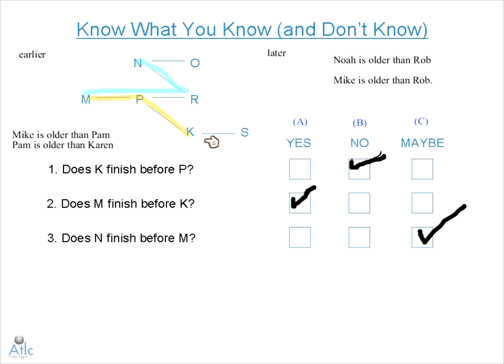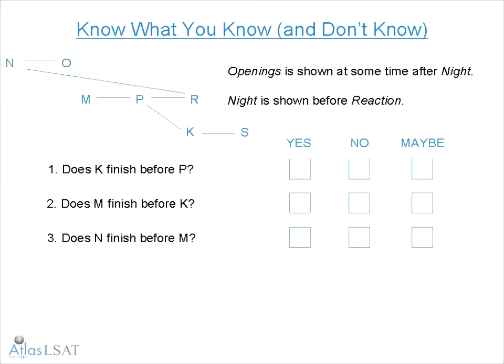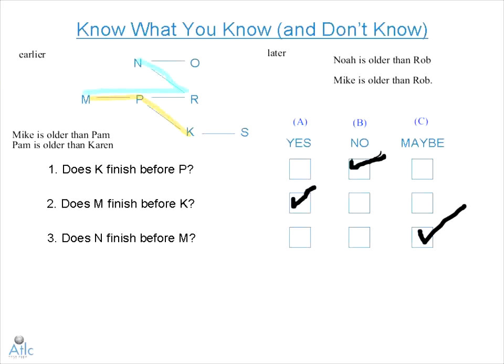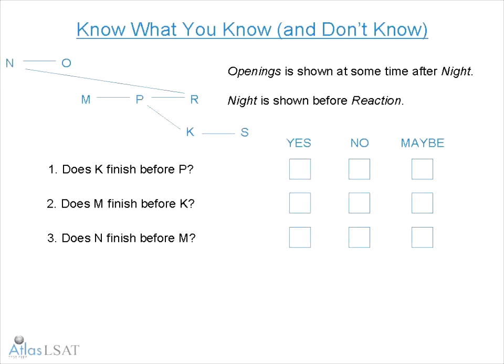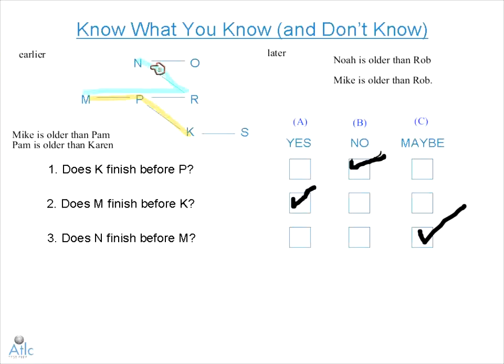Give a smile if you get that idea. If we have a zigzag, we're going to have a maybe. I'll give you one more way to think about it. Look what happens when we have a zigzag. We could have this N stretch all the way back there, or we could have it like this. Or we could have that N back there, and N would finish before N. And check it out, it's still the same rules. Opening is shown after night, and night is shown before reaction. Those are the only two rules that regulate where N is. So either one is perfect.